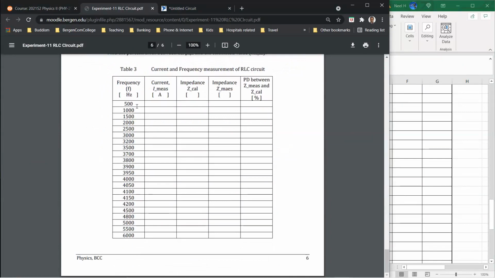Otherwise, we can go 500 in the beginning. When we are close to the max point, we can go maybe 100 or maybe 50 hertz increment because I should be able to see that curvature nicely, okay? That's the idea. Any question?